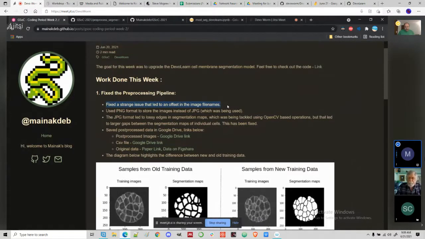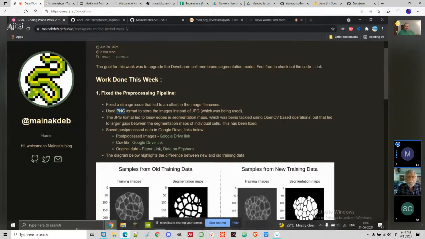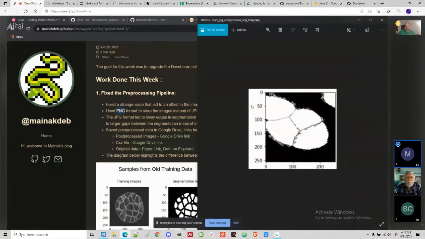Then the code present to pre-process the MATLAB files, the raw data, was storing it in JPEG format. Last week I learned my lesson and changed the format to PNG. Just to give you an example, if the images are stored in JPEG format, after you parse it for training, it looks somewhat like this. The segmentation maps look somewhat like this.